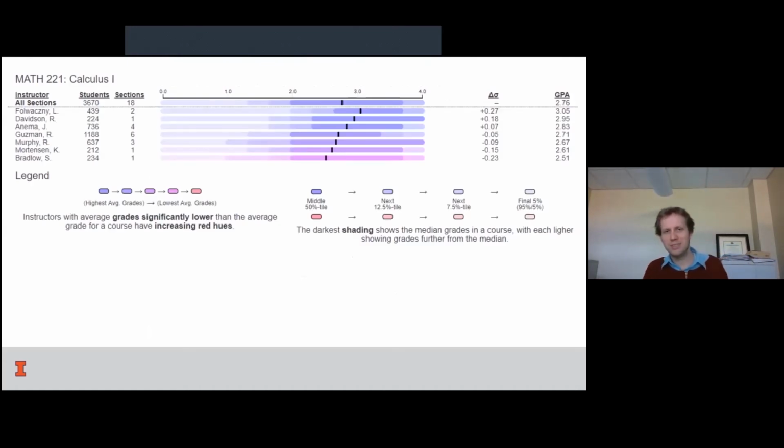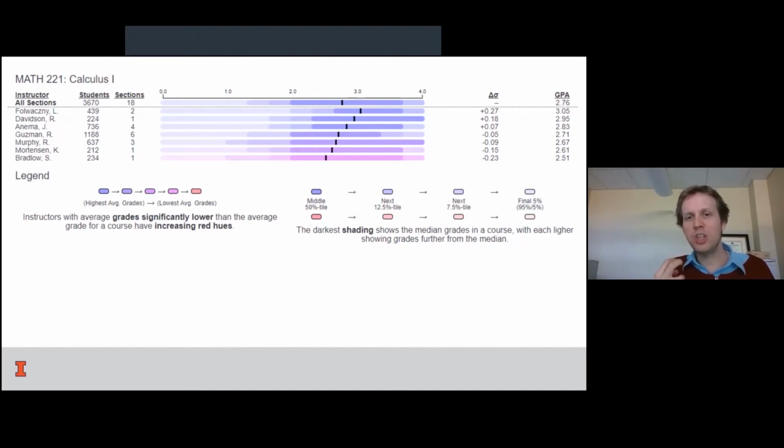So same idea. You're going to see the same happy color is blue, and the sad color is adding more bruising to that color. And here's that Math 221 course we referred to earlier. This is your Calculus 1 course. And we can see there's some disparity between the different professors who teach the course. This visualization helps you understand what is the easier or harder course at Illinois.